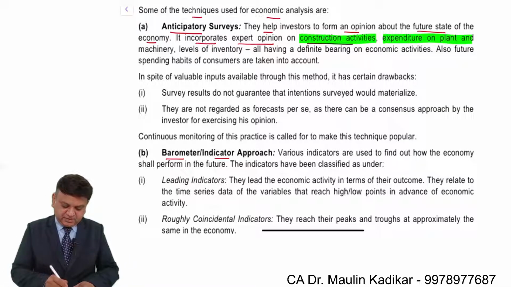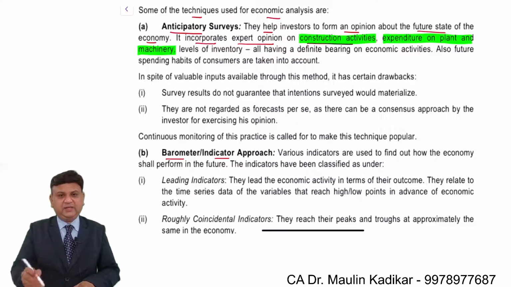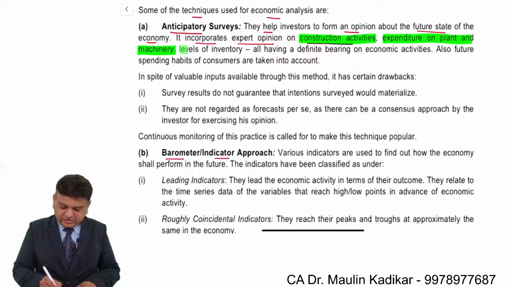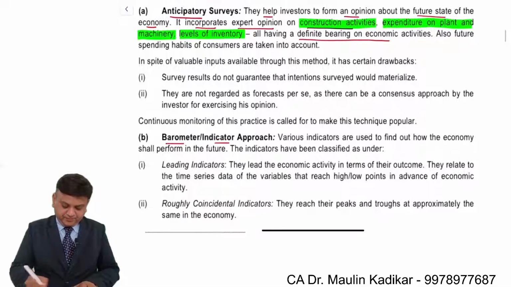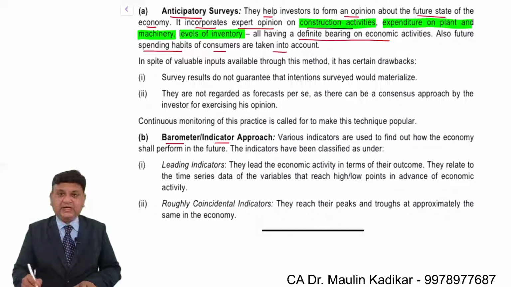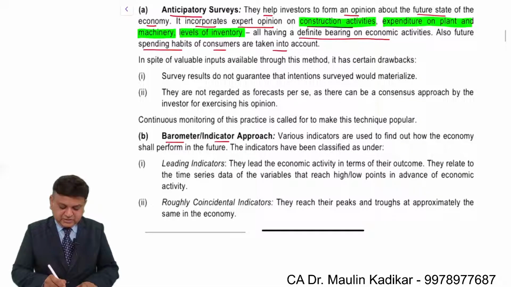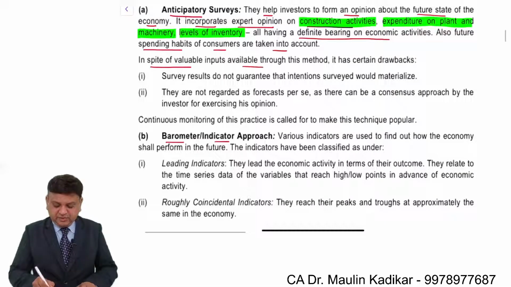Expenditure on plant and machinery, which is capital investment, and levels of inventory, all have a definite bearing on the economic activities. Also, future spending habits of the consumers are taken into account. In spite of the valuable inputs available through this method, it has certain drawbacks.